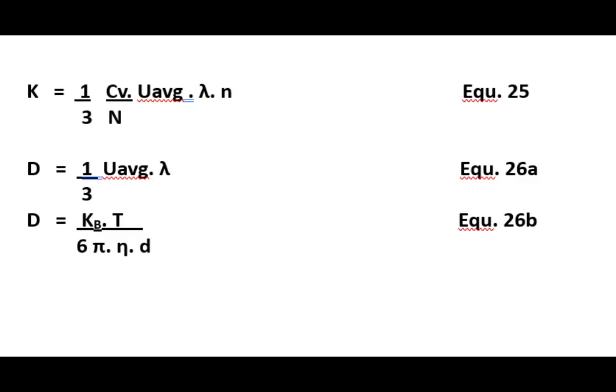Equation 25 shows the expression for the thermal conductivity of gases with the physical parameters described as follows. K equals thermal conductivity, in watts per meter per Kelvin, W/m·K. Cv equals specific heat at constant volume, in joules per mole per Kelvin, J/mol·K. v_avg equals average molecular velocity, in meters per second. Lambda equals mean free path length, in meters.